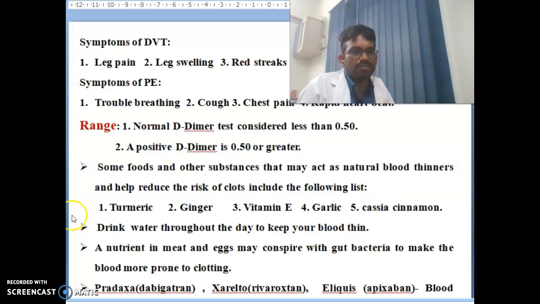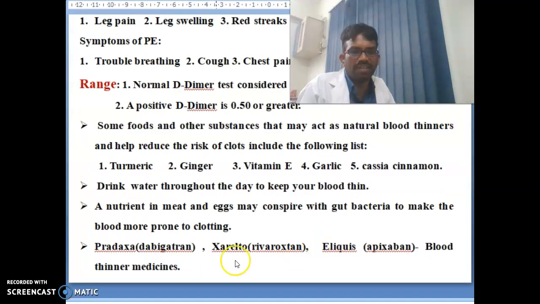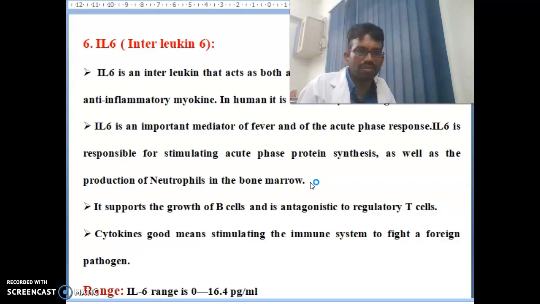Some tablets are mentioned here, such as Pradaxa and Eliquis. These are tablets you can use as blood thinner medicines. Blood thinner medicines are nowadays available in the market, and you can get them from the market also.